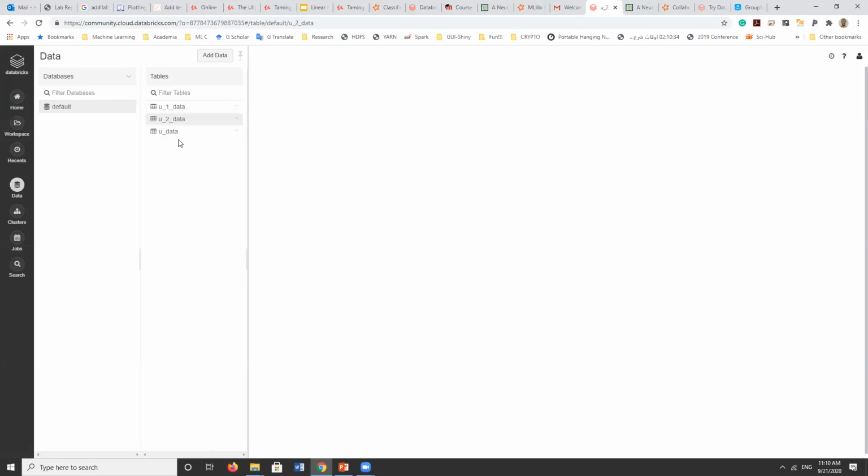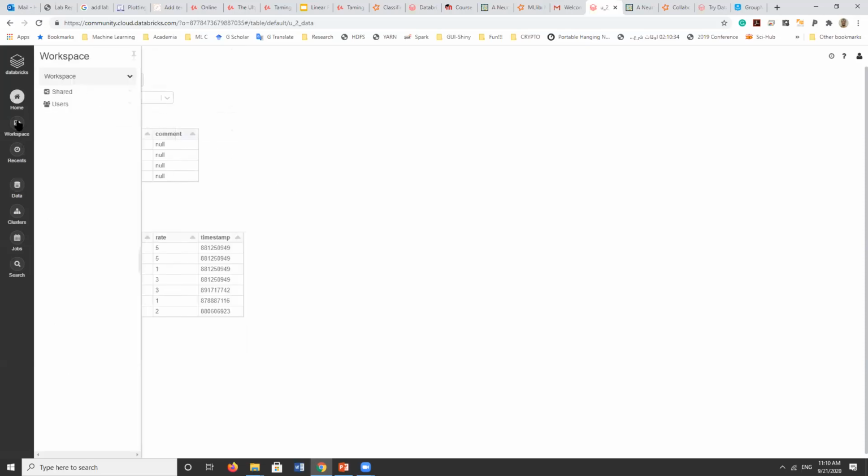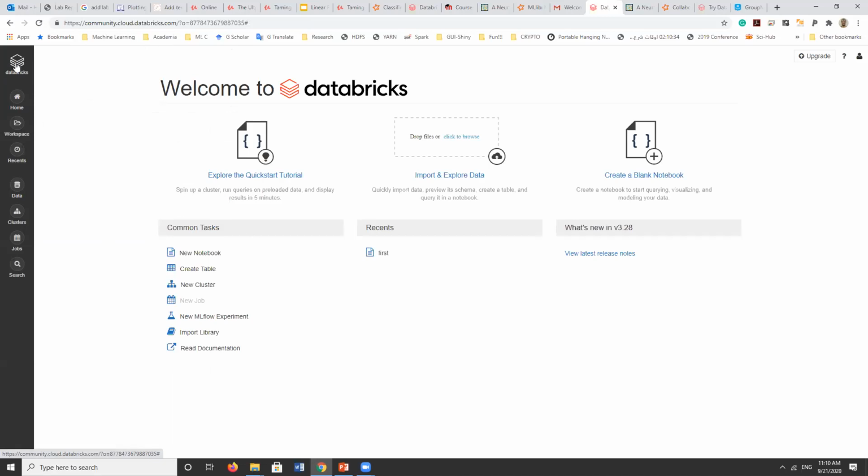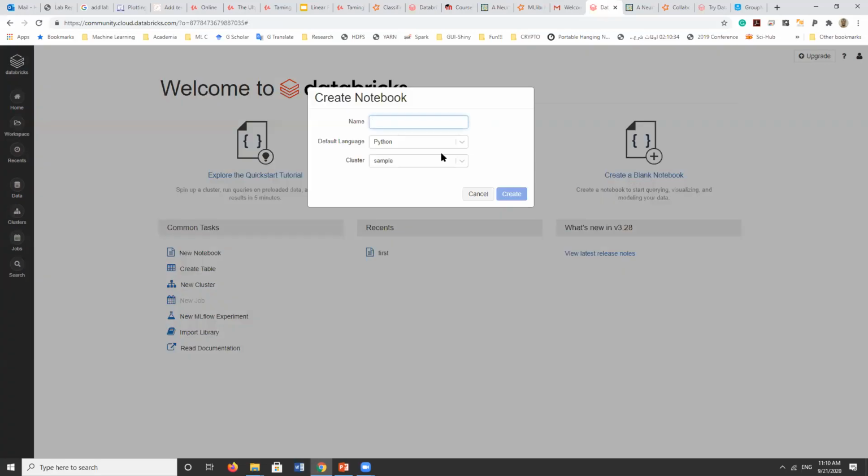So what we did so far, we ran a cluster. We imported the data. Now you can use something like Jupyter Notebook to run your Python code. For that, click on the Databricks icon and then create a blank notebook. You can give it any arbitrary name, such as sample code, and the default language Python, or SQL. We just have one cluster, which is sample. Using the cluster, we load the code and the data and run our code. Then I click on create.